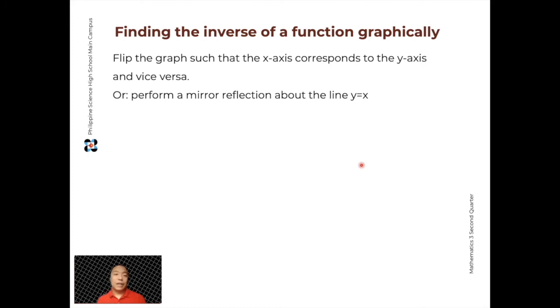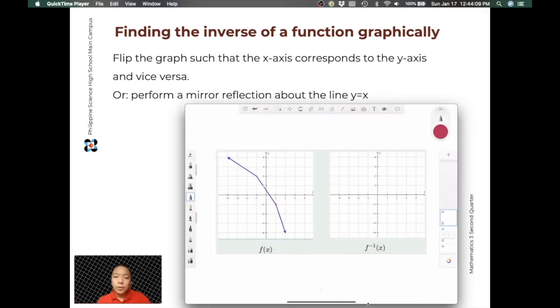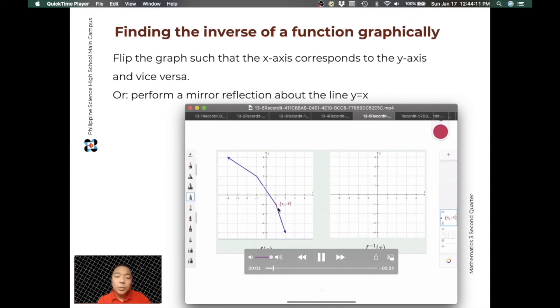So if we are to use our language ng first quarter, we will perform a mirror reflection about the diagonal line y equals x. Okay, so here I have a piecewise function. So what do I do? I select this point. It's 1, negative 1. Then, pagpapalit ko yung y and x, magpa-plot ako ng point sa negative 1, 1. Yun yung corresponding point niya dun sa inverse.